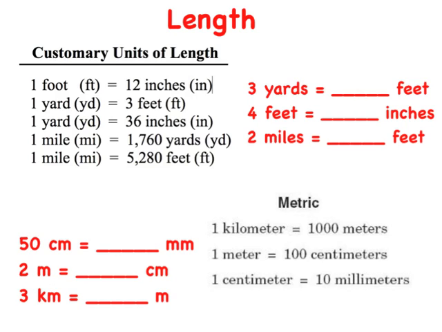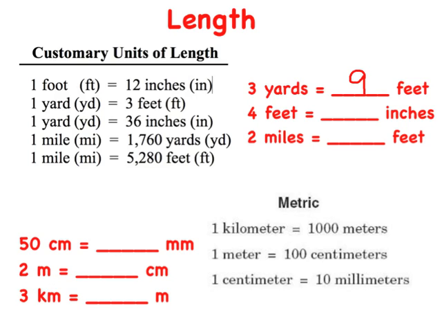So the first one asks me that if I have 3 yards, how many feet is that? Well, by looking at my chart, I know that in 1 yard, I have 3 feet. So if I had 2 yardsticks, that would be 6 feet, and 3 yardsticks would be 9 feet. Or I could just simply multiply 3 times 3 and get 9.